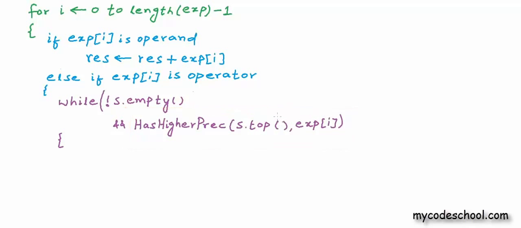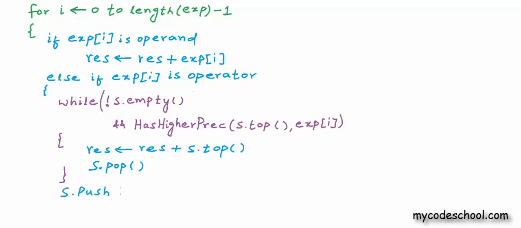So if the top of stack has higher precedence than the operator that we are looking at, we can append the top of stack to the result, which is the variable that will store the postfix string, and then we can pop that operator. I'm assuming that this s is some class that has these functions top, pop, and empty to check whether it's empty or not. Finally, once I'm done with the popping, outside this while loop, I need to push the current operator.